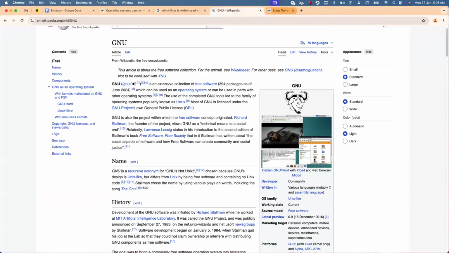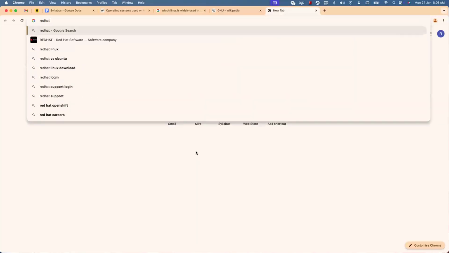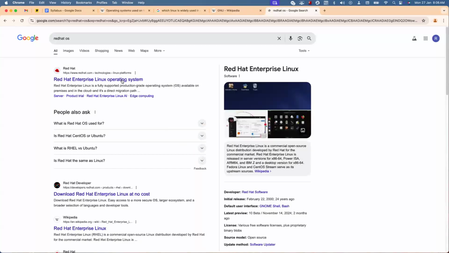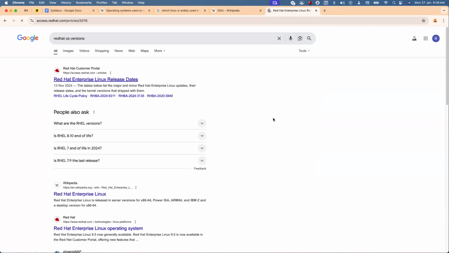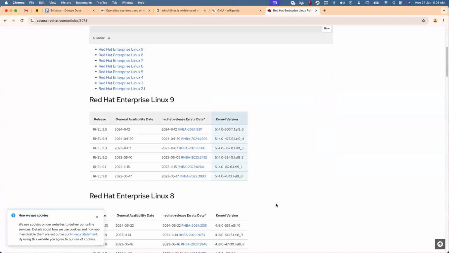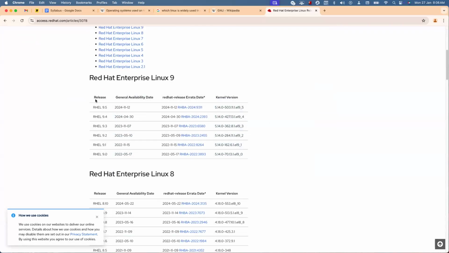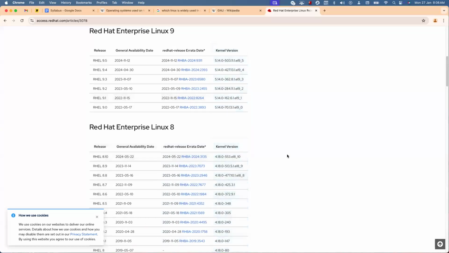Now going back to this, Red Hat comes in as the leader. That's where we'll be going and learning Red Hat Linux for our training, because it is generally the leader in the market. If you look at the Red Hat OS versions and releases, there are Red Hat 8 and Red Hat 9, the two different versions currently in the market.